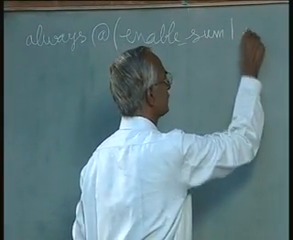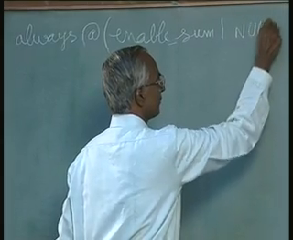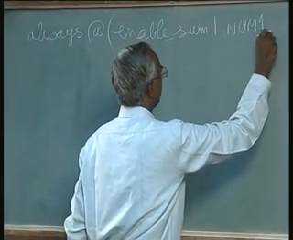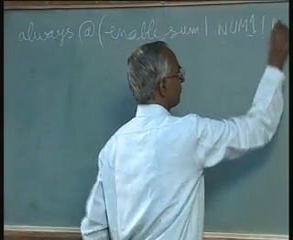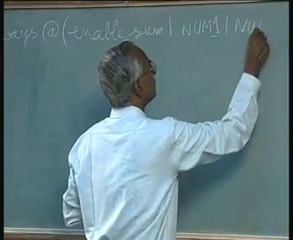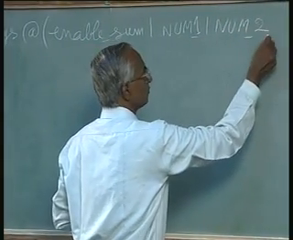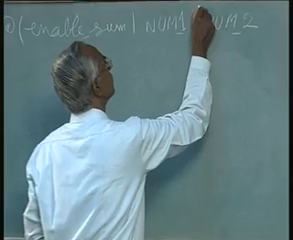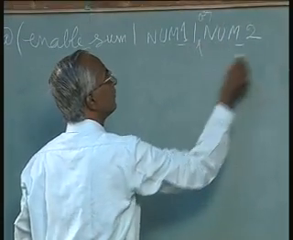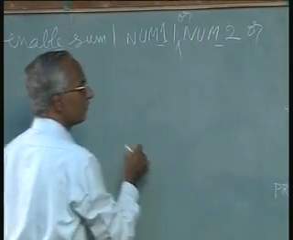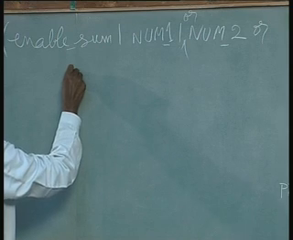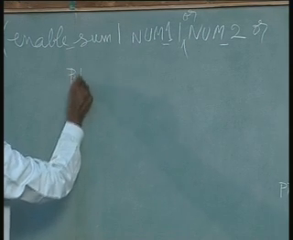Then next one is number 1, and number underscore 2, then there is one R missing here, then finally preset value.